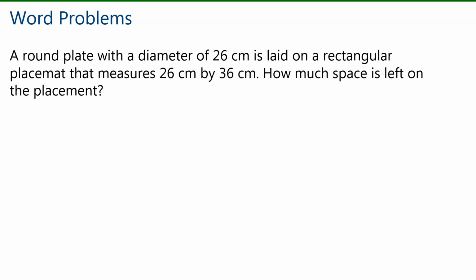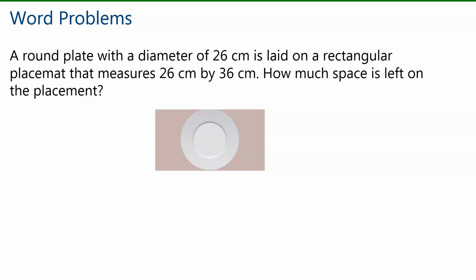So now for the next example, it says a round plate with a diameter of 26 centimeters is laid on a rectangular placemat that measures 26 centimeters by 36 centimeters. So let's see what that would look like. Now we're looking for how much space is left on the placemat. So we're looking for the area of the shaded region.